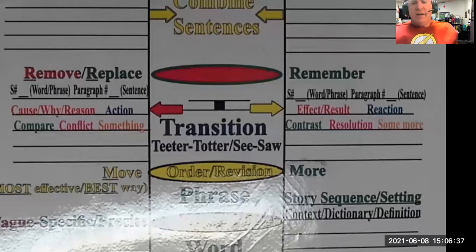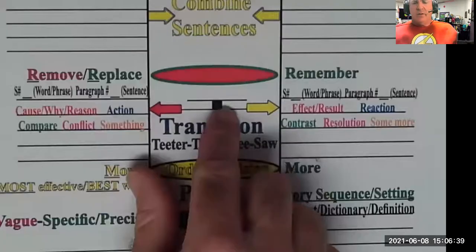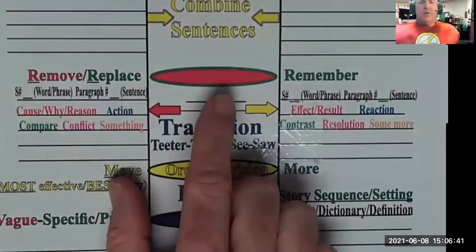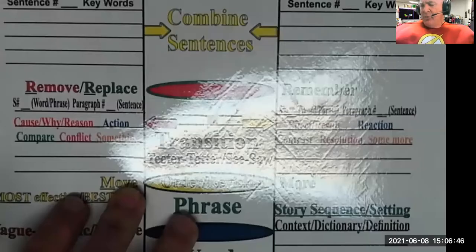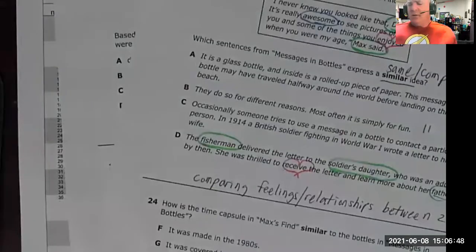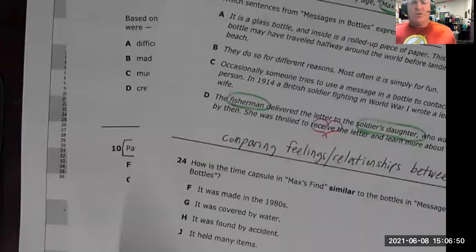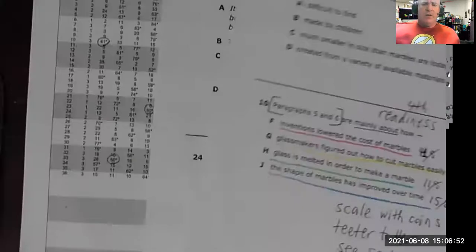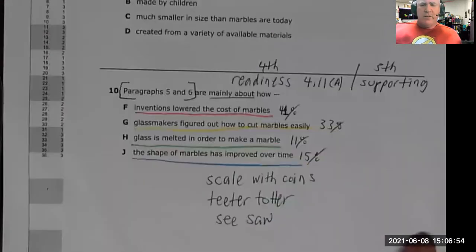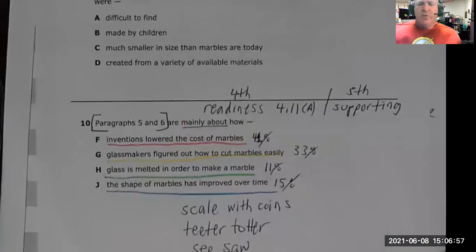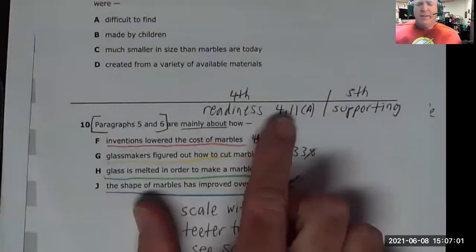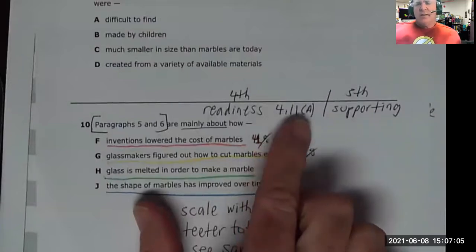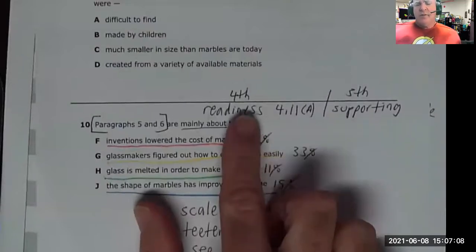So with that in mind, the teeter-totter, the lightning, thunder, Mr. Flash, myself is going to help you with the two questions, and we'll go ahead and start with question number 10. This is the one that only got 41% correct in Texas. It's a fourth grade readiness, TEKS 4.11A. And so a fourth grade readiness question is a fifth grade supporting.